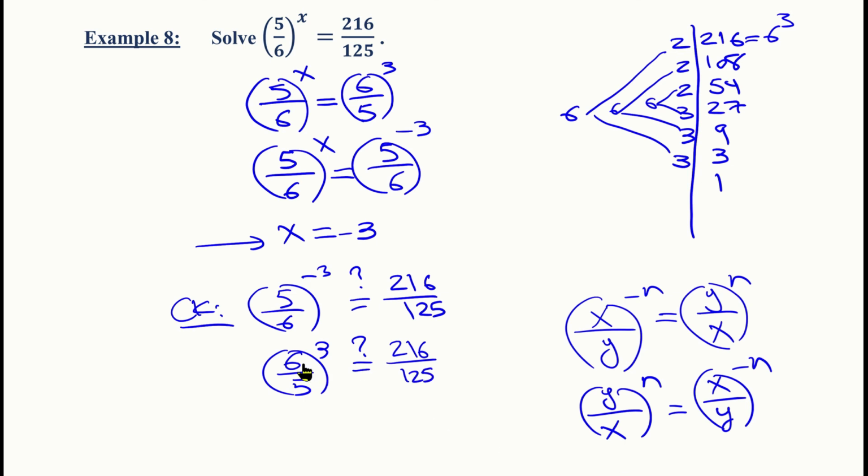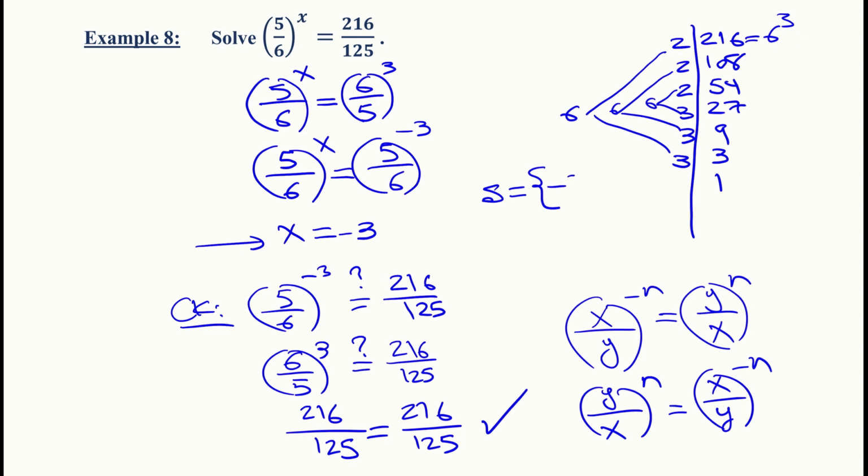Of course, we know what 6 cubed is because we worked it up up here. So we have 216, and we know that 5 cubed is 125. So we get 216 over 125 equals 216 over 125. We no longer need the question mark. It has been verified. So now we can confidently say the solution set contains the x value -3.